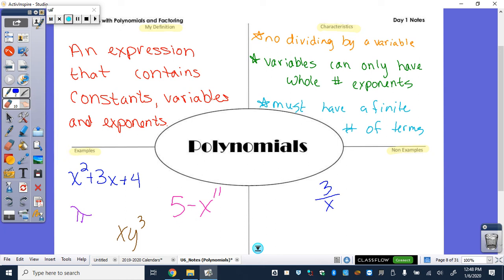So some non-examples. 3 over x, because again, you can't divide by a variable, so 3 over x is not a polynomial. x to the negative 3 would not be a polynomial, because again, whole numbers can't be negative. Just like a fraction, y to the 1/2 is not a polynomial. Then x to the 1st plus x squared plus x to the 3rd plus x to the 4th, dot, dot, dot. What does this dot, dot, dot mean? Keeps going on forever. So that means it's infinite, and it has to be finite. You have to have only a certain number of terms. It can't keep going on forever.